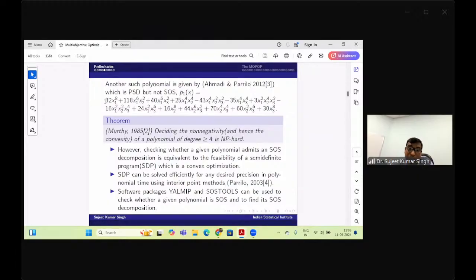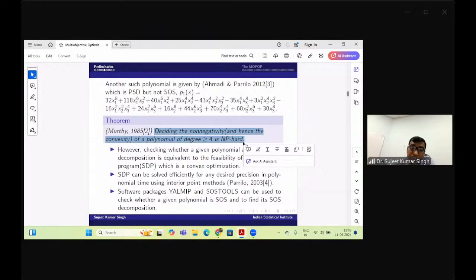then how difficult will checking the convexity of such a polynomial be? There is a theorem by Murty and others from 1985. They proved that checking the non-negativity of a polynomial of degree greater than 4 is an NP-hard problem, and hence checking convexity is also an NP-hard problem.